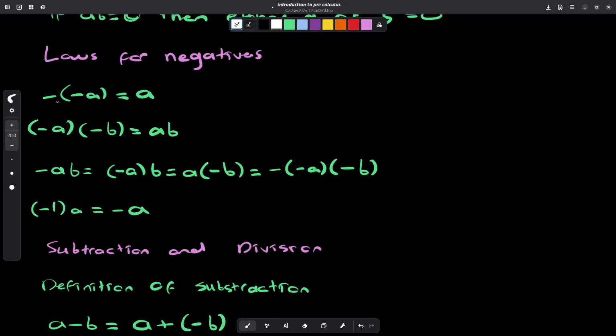Negative laws. Negative a is a. Negative a multiplied with negative b is equal to a multiplied by b. Again, you can change the negative sign, it doesn't really matter. These are also equal to ab, so this will be equal to that. And multiplying a number with negative 1 will change its sign.